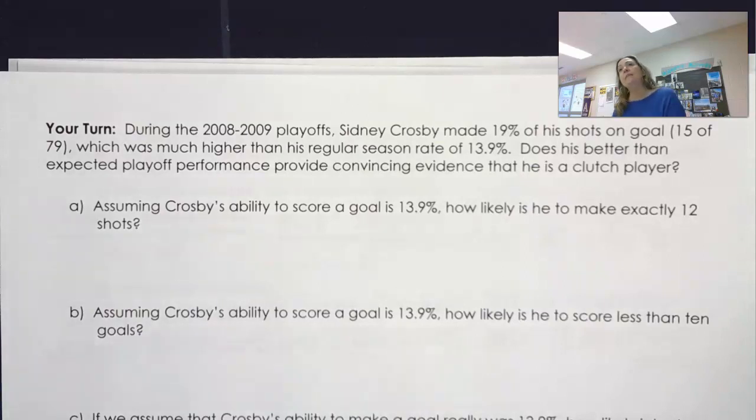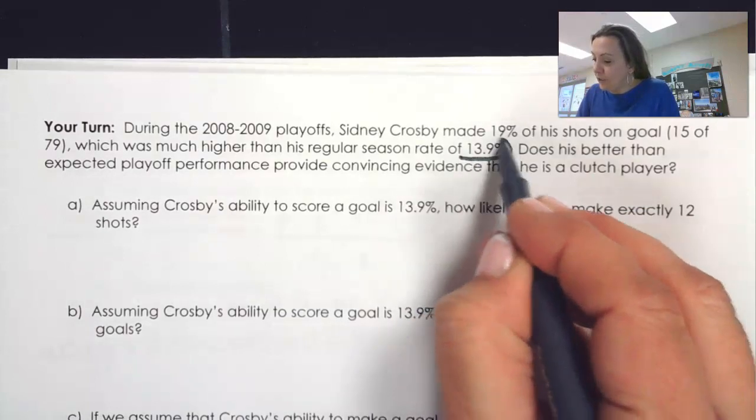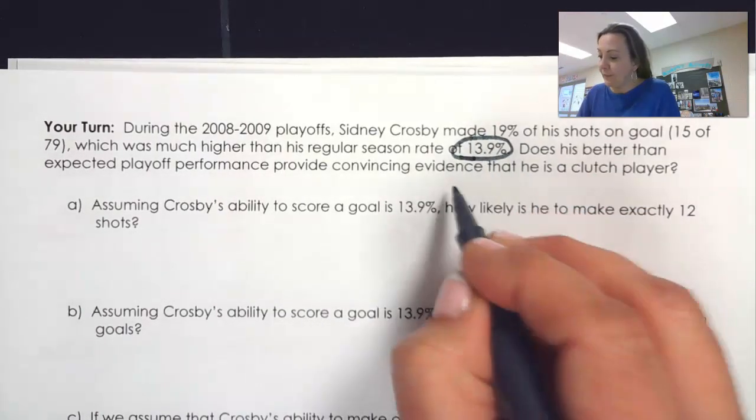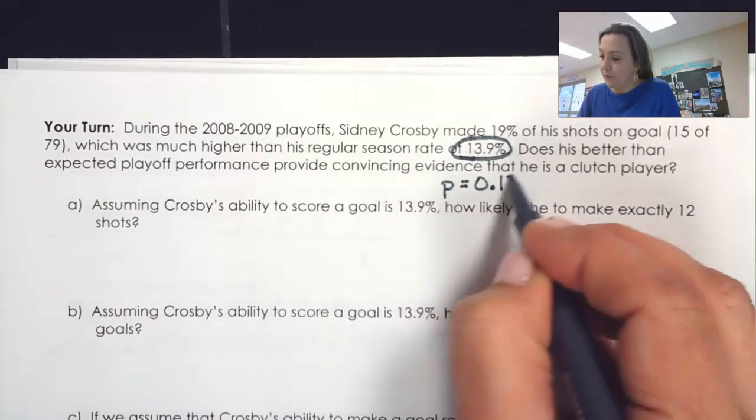Well, we looked at some of this idea of being a clutch player in earlier chapters using hypothesis tests. But what we can do now is use this binomial distribution to make a decision as far as if something is very likely to happen or not. So let's assume that Crosby's ability to score a goal is 13.9%. So I know that there are 2 percentages here, you guys, but this is what we're going to use as our p. We're going to use that p is 0.139.